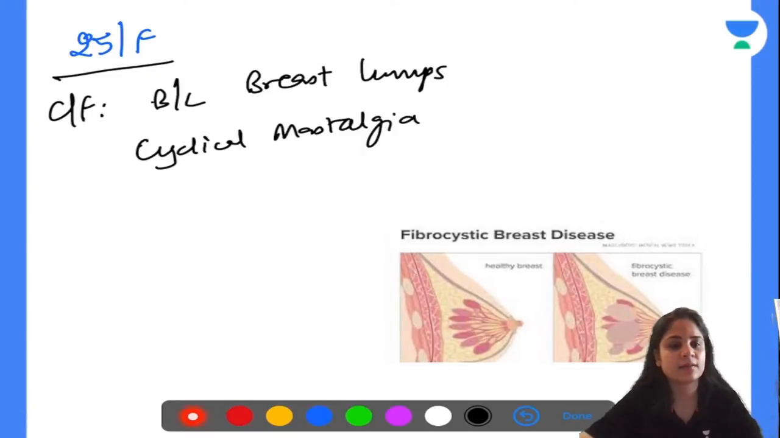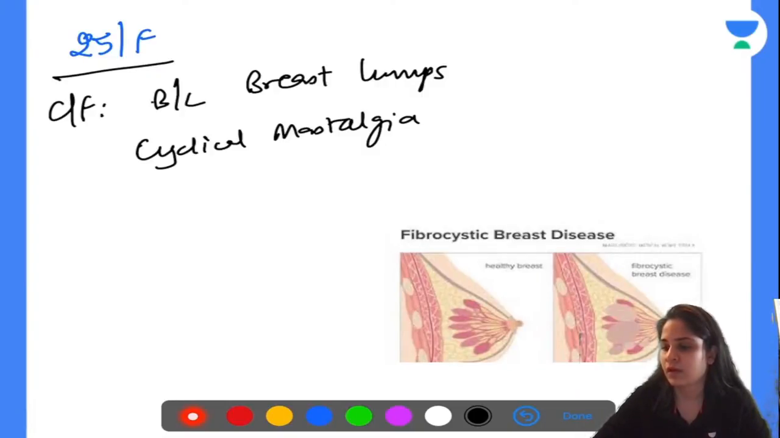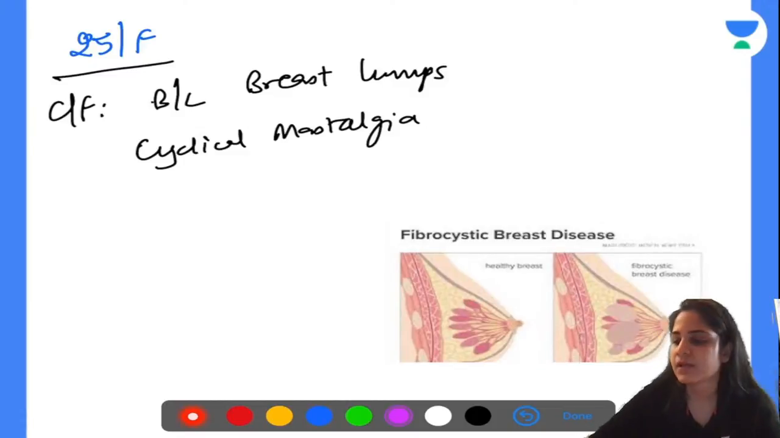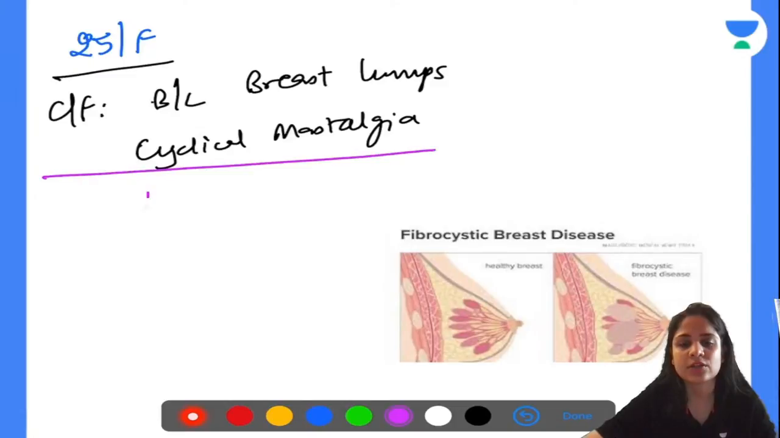She has bilateral breast lumps and cyclical mastalgia. No, this is not malignancy. Very good, Faiz Ibrahim. So this is nothing but ANDI. We discussed ANDI before. What was the full form of ANDI? Aberration of normal development and involution.